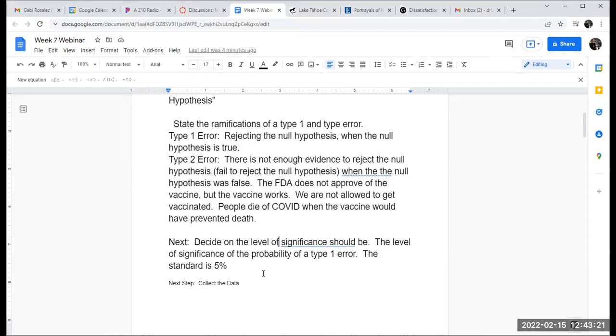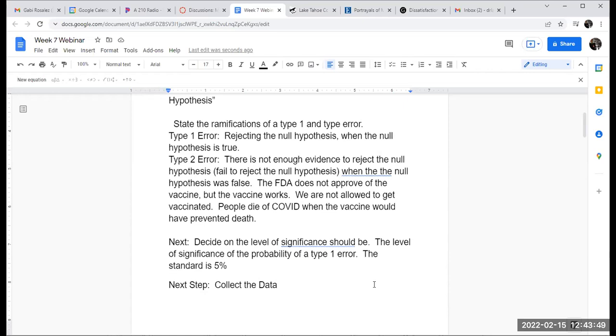Okay, once you decide on the level of significance, then you collect your data. You should not decide on the level of significance after you collect your data. You should never look at the result and say, well, I'm going to change the level of significance so I could be right. That's unethical. Whereas with confidence intervals, you can do that, but with hypothesis testing, you can't. Just let you know that.